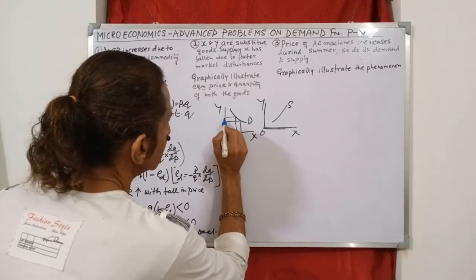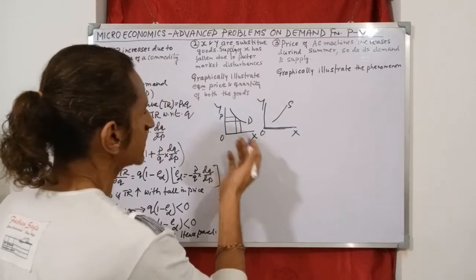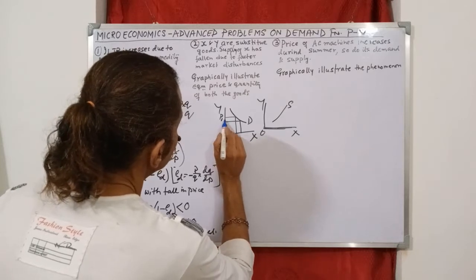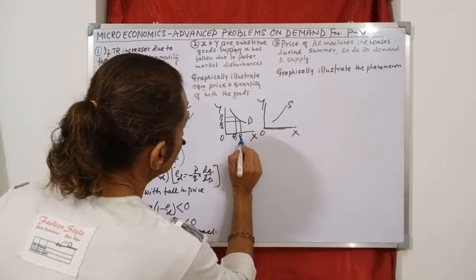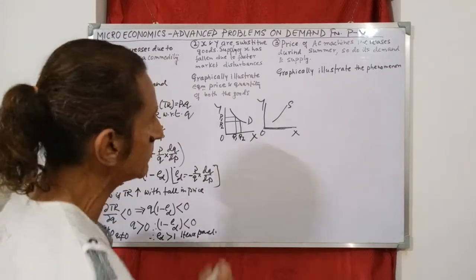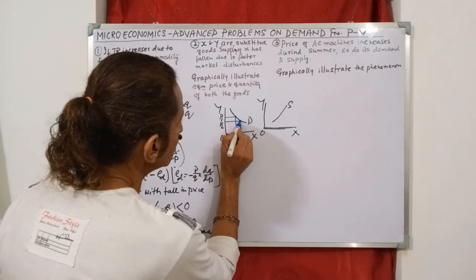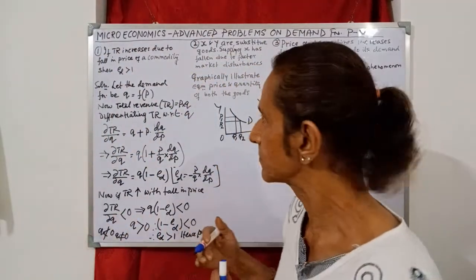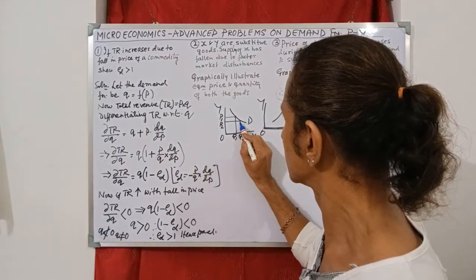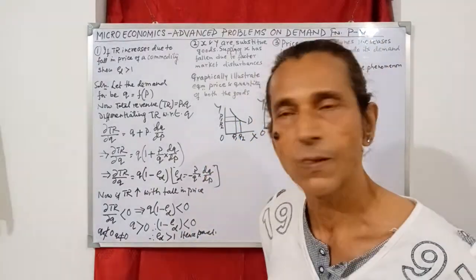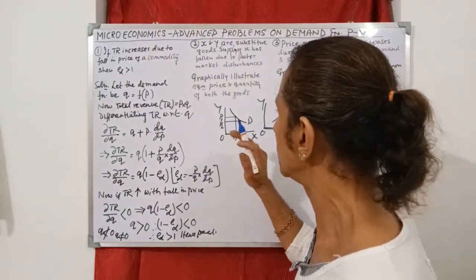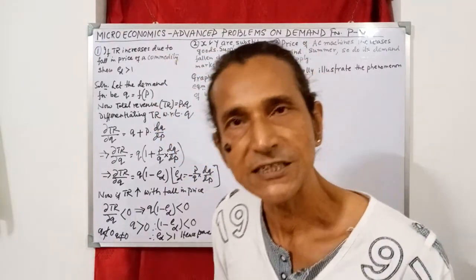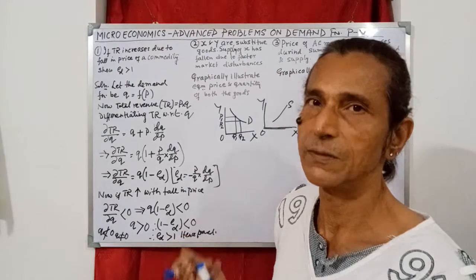If price of that commodity, say X or Y, whatever it may be, is P1, quantity demanded is Q1. If price falls to P2, quantity demanded will increase to Q2. That means the movement takes place along the demand curve from this point to this point. The consumer is walking down the demand curve. There is no shift in the demand curve, because there is only a change in price of the commodity. If any other factors change, then there will be a shift in the demand curve.